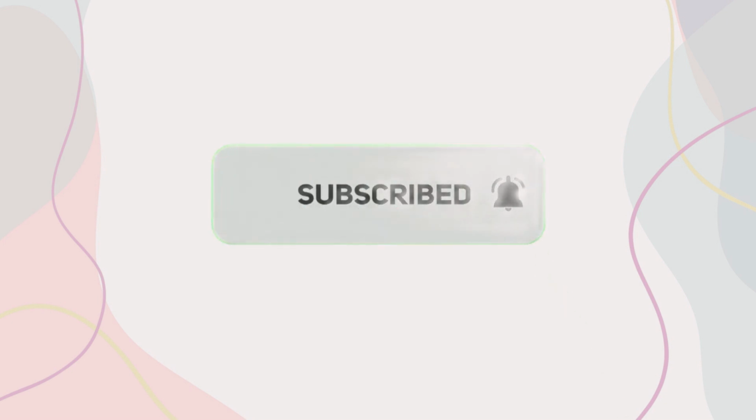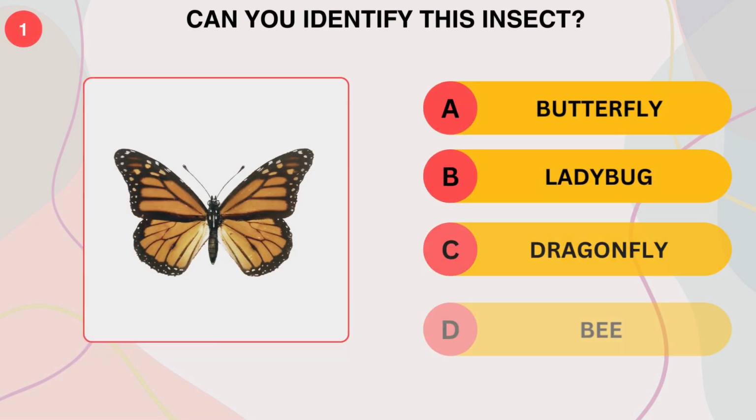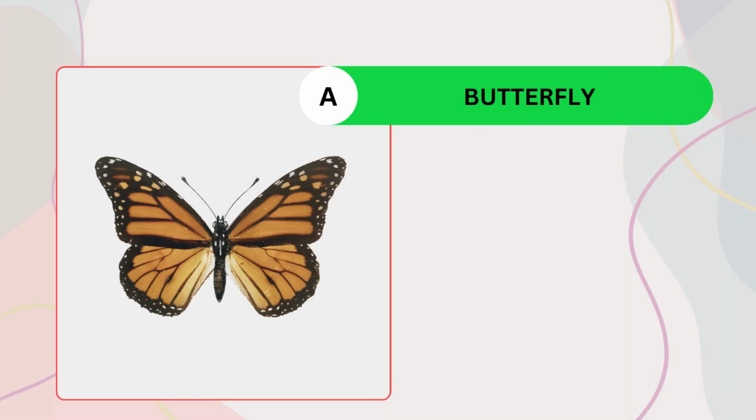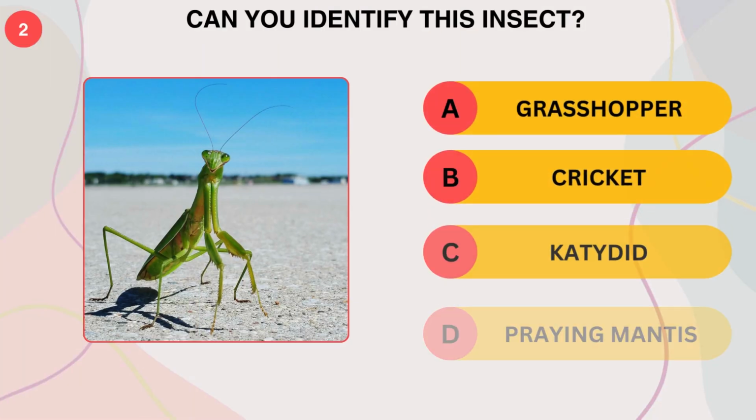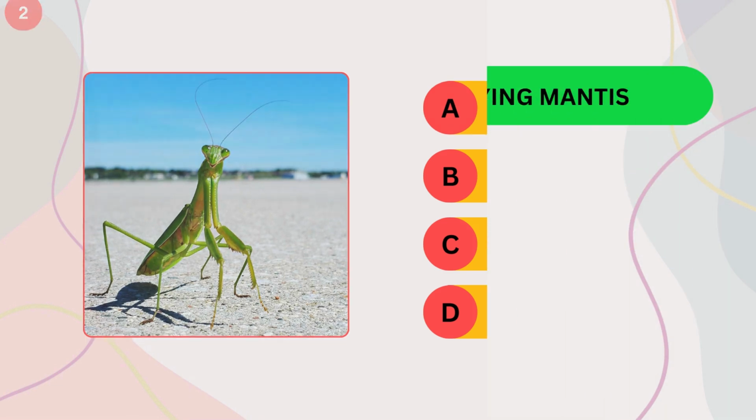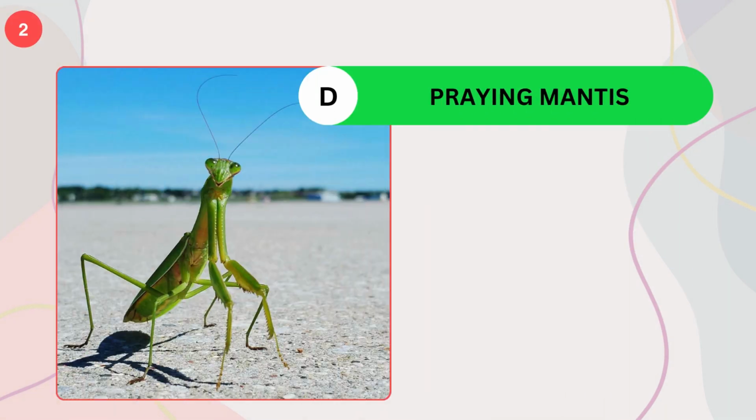Let's get started. Can you name this insect? It's a butterfly. Can you identify this insect? Praying mantis.